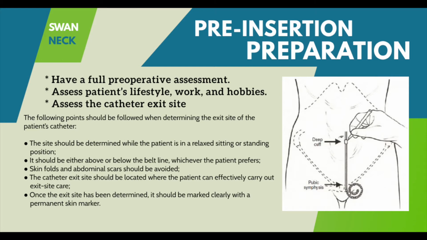The preferred site should first be discussed with the patient to help promote participation in and an understanding of the therapy. When determining the exit site of the patient's catheter, the site should be determined while the patient is in a relaxed sitting or standing position. It should be either above or below the belt line, whichever the patient prefers. Skin folds and abdominal scars should be avoided. The catheter exit site should be located where the patient can effectively carry out exit site care. Once the exit site has been determined, it should be marked clearly with a permanent skin marker.